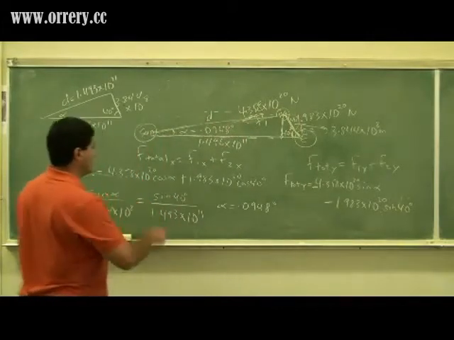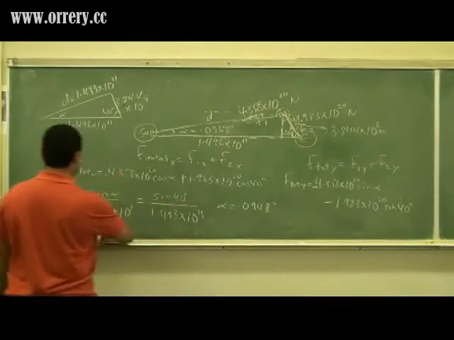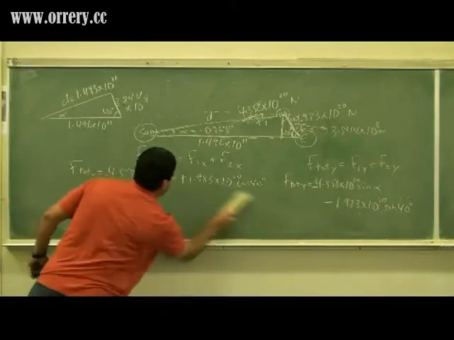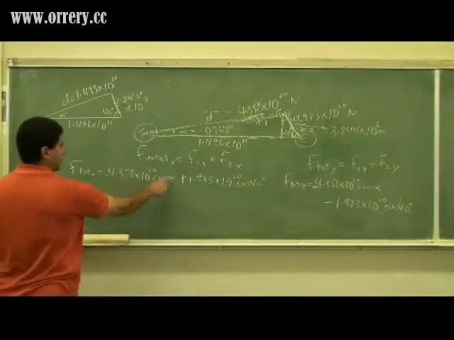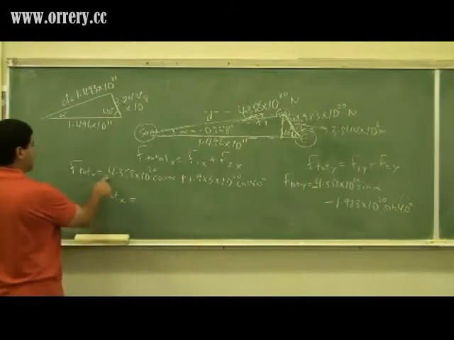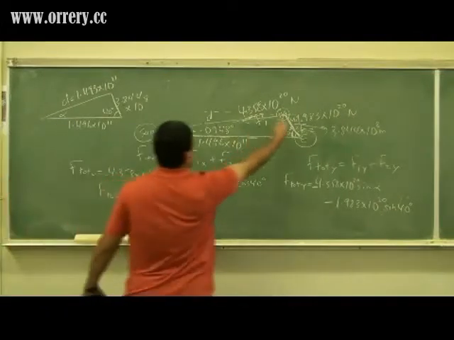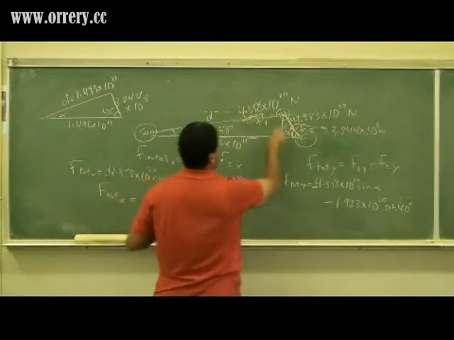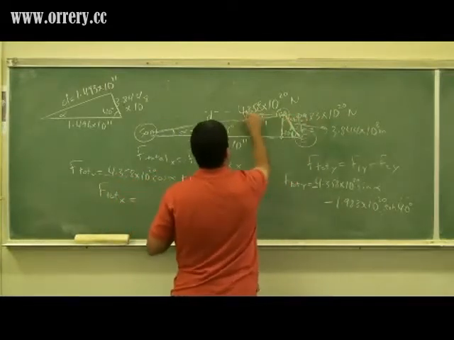Okay? So now we could take that 0.0948 degrees and put it here, cosine of alpha. So here, F total x. Remember, this one was negative because it went to the left. This one was positive, it went to the right.